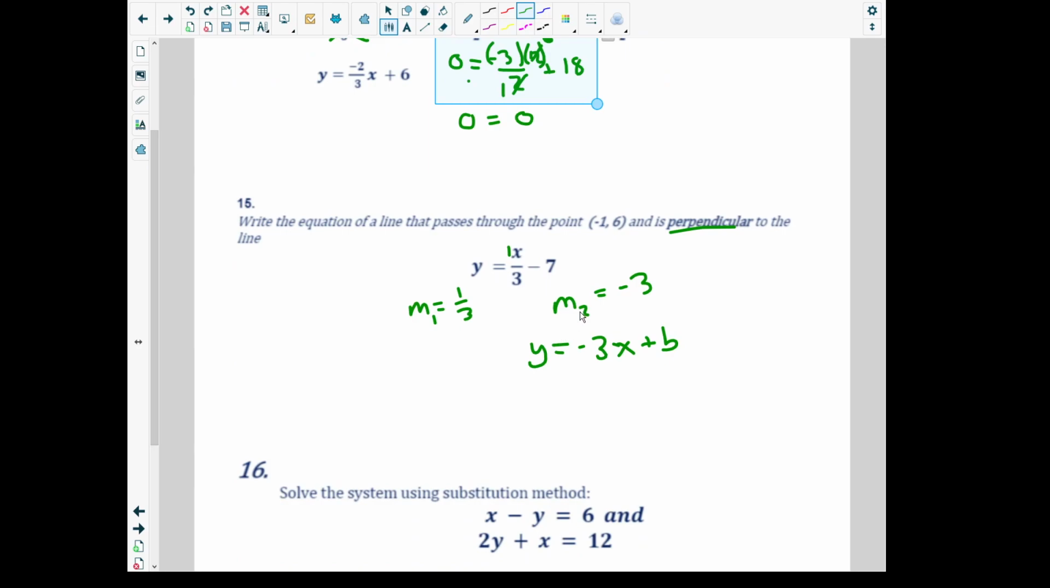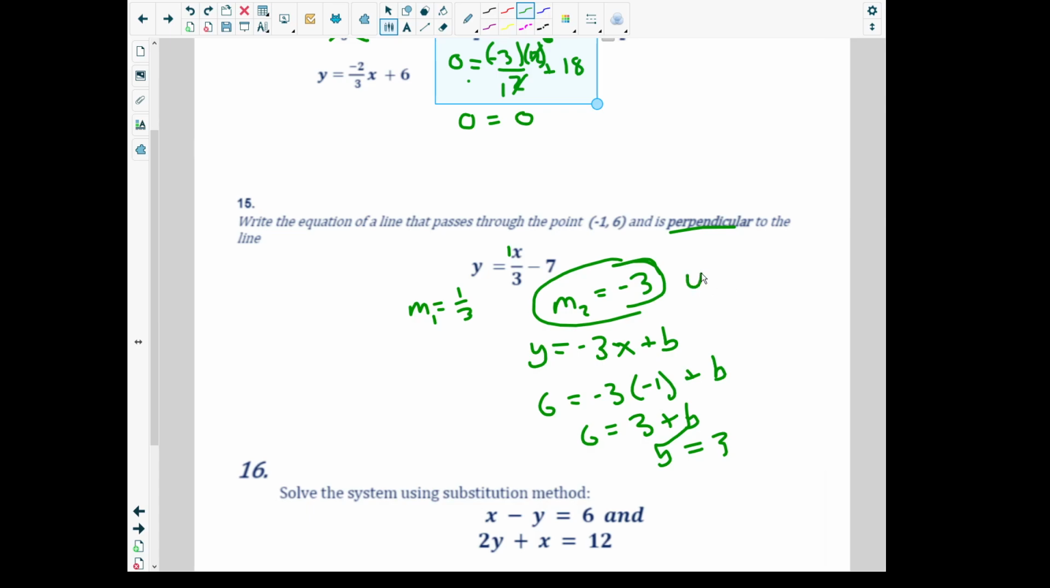And we're going to find it by plugging in our point, which they gave us in the beginning of the problem. This is always the way to find b, right? Okay. So this is positive 3, so b equals 3. Okay, so final answer is this slope with a b of 3, right? So y equals negative 3x plus 3.